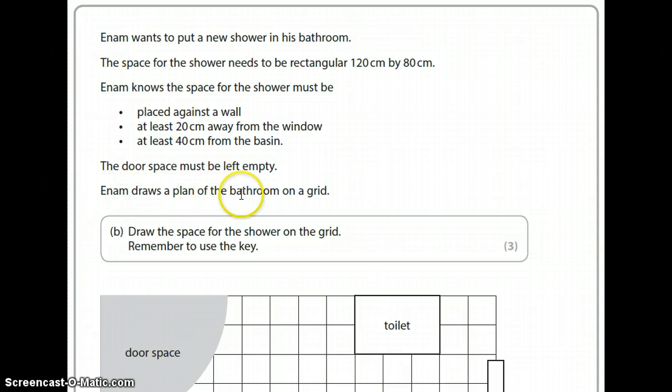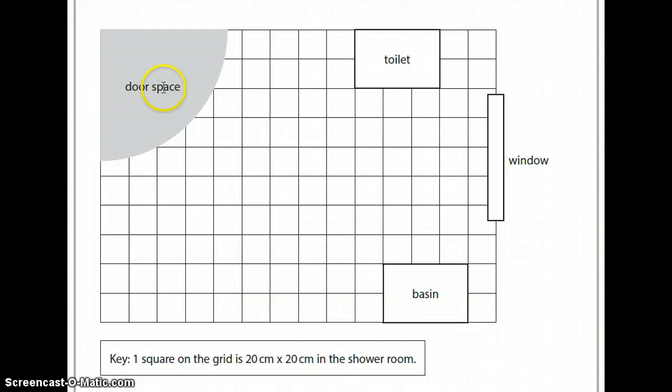Enam draws a plan of the bathroom on the grid. Draw the space for the shower on the grid. Remember to use the key. Door space, toilet, window, basin. Key: that many squares on the grid is that by that in the shower room.